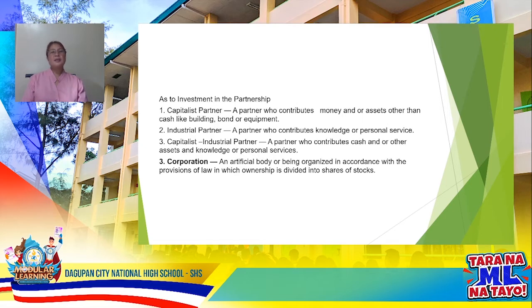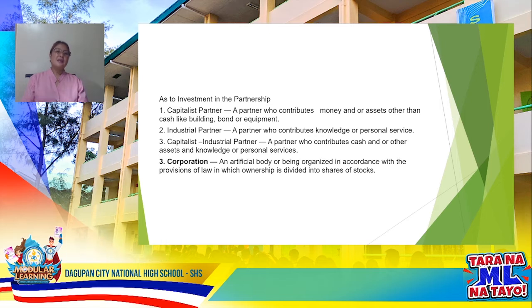As to investment in the partnership, there are three: the capitalist partner, the industrial partner, and the combination of both capitalist and industrial partner. Capitalist partner is a partner who contributes money and or assets other than cash like building, land, or equipment, while the industrial partner is a partner who contributes knowledge or personal service, while the combination of the capitalist and industrial partner is a partner who contributes cash and or other assets and knowledge or personal services.